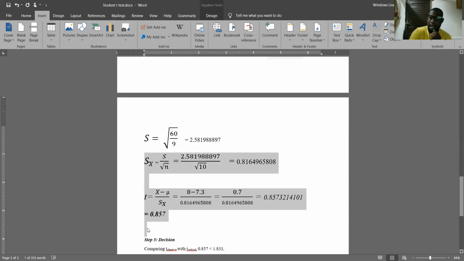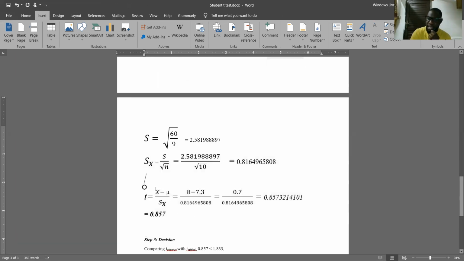We have our sample mean. We have our population mean. Hence, we can solve T. The reason why we went through all this hassle was to solve our T value. Right now, we know all the values for our T, so we can solve it. We had the sample mean to be 8, and the population mean was given in the question as 7.3. And our sample standard error of the mean, we had it to be 0.816 and so on.